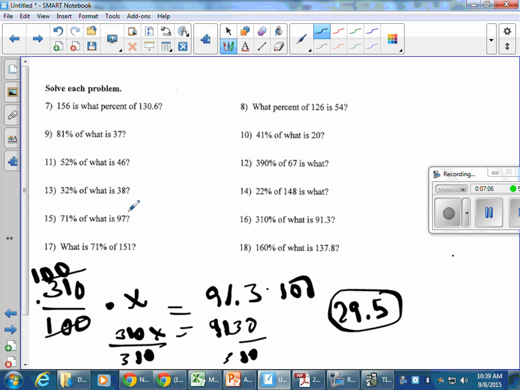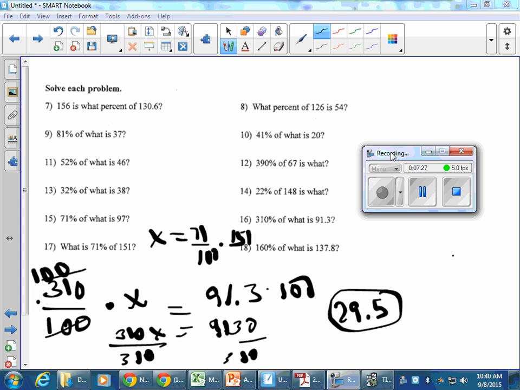Each question, like here it says what is, so you're going to start out with x equals 71%, which would be 71 over 100. Of means times 151. And for that one, it's real easy. You can just type that in your calculator. 71 over 100 times 151. That'll give you x. So that's how you do through problem 18. I'm going to go ahead and stop this recording now and pick back up on the word problems.